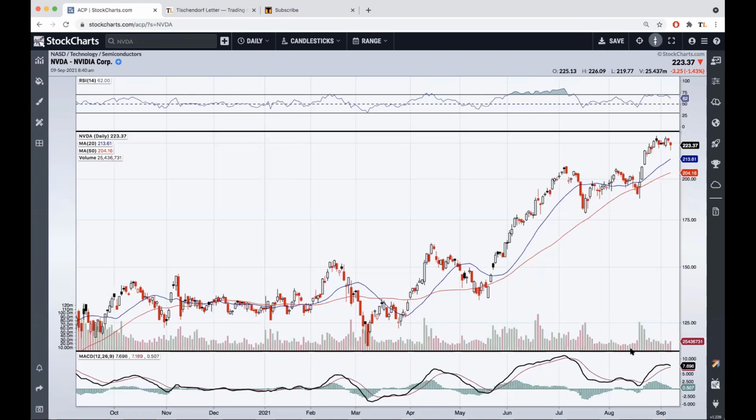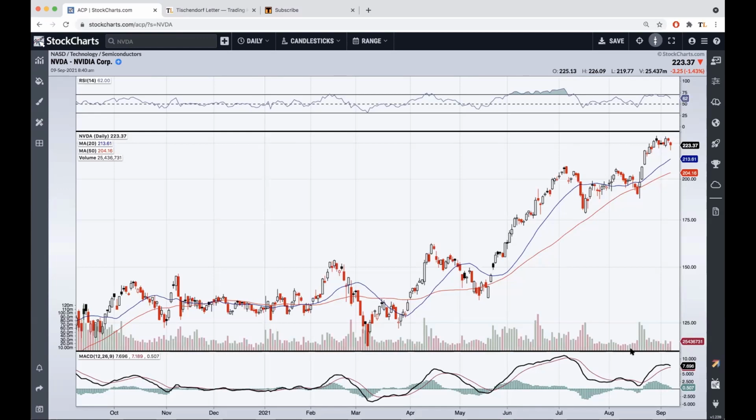And again, my melt up scenario is that I'm expecting the strong seasonal period, as in November, December, January, possibly February, is where things could really heat up. That doesn't mean we cannot see a correction beforehand, but I think that.